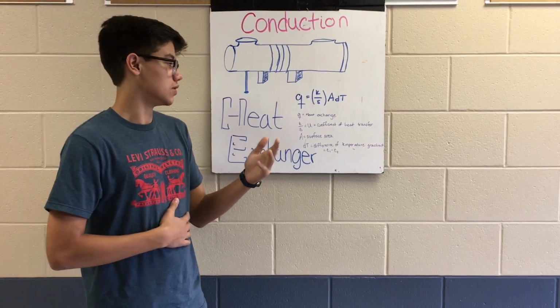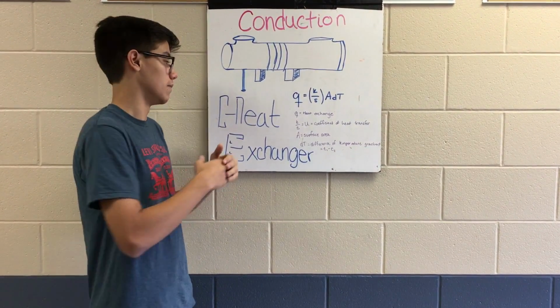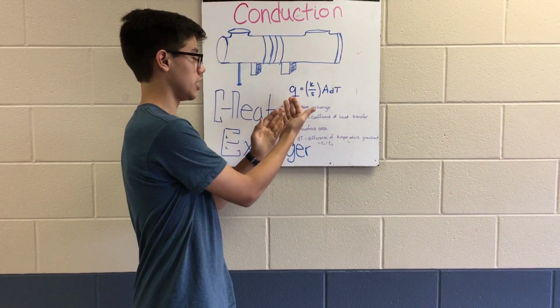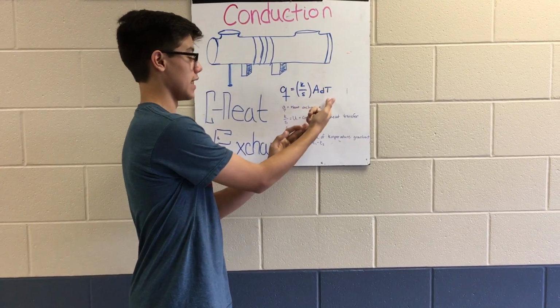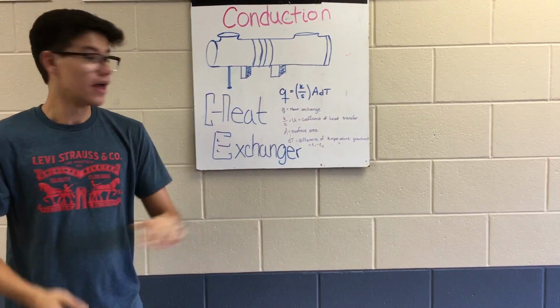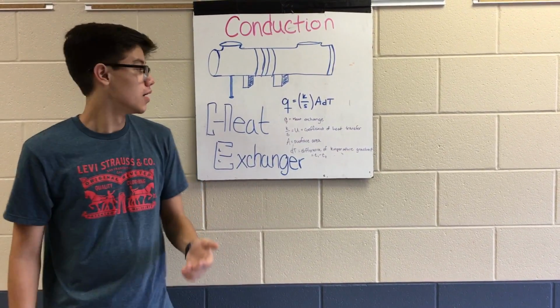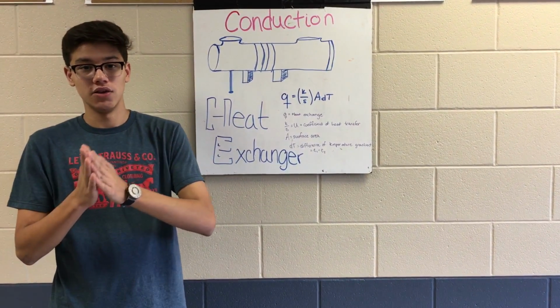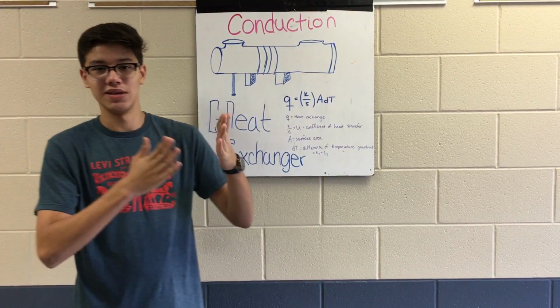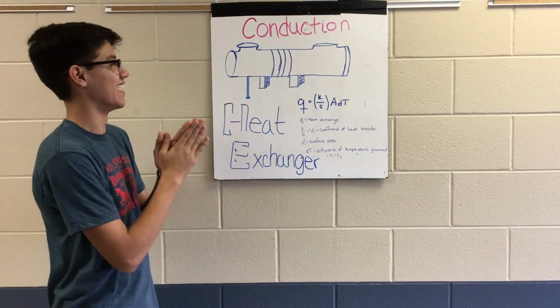The problem could have given you the heat exchange value, the coefficient, and the difference of temperature gradient, and you could have been asked to find the surface area that it was transferred at in meters squared. Keep in mind all of these are SI units to keep the basics going, and that is conduction.